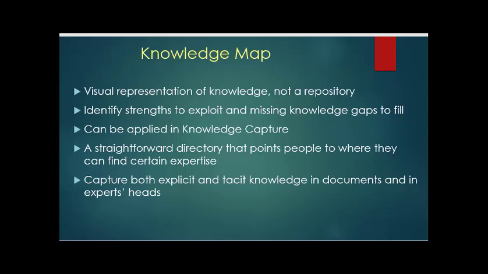So what is a knowledge map? It's a visual representation. It's not a repository. We need to understand that it's not a repository. It's a directory, and in this directory there is not the knowledge itself. There is no tacit knowledge itself there, but rather it points to the location where that knowledge is. It is a repository of links which tell where the knowledge is.